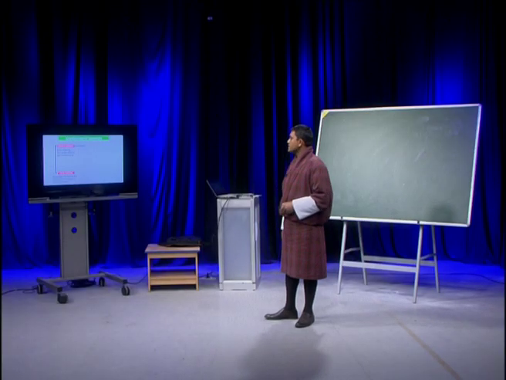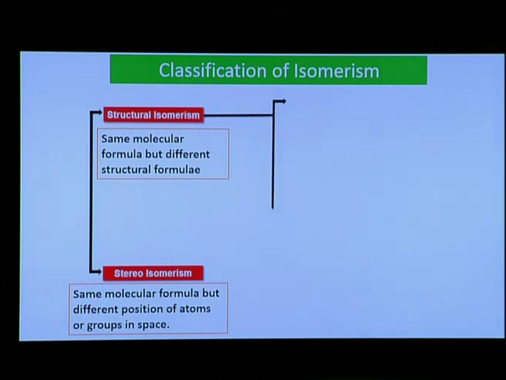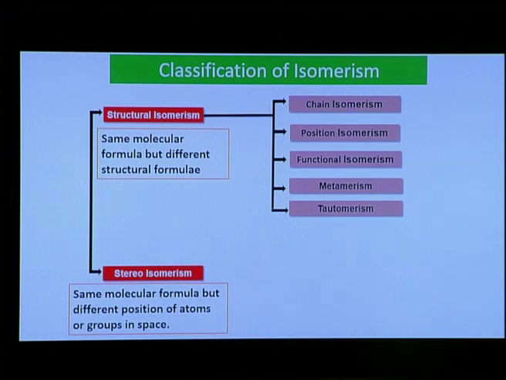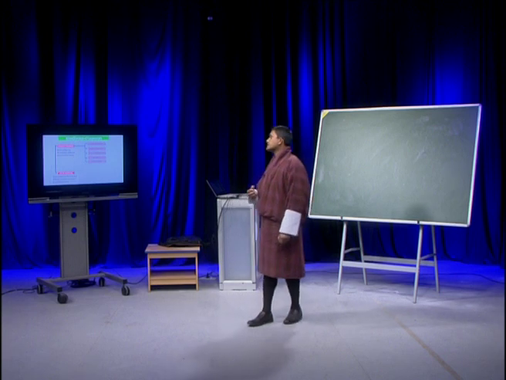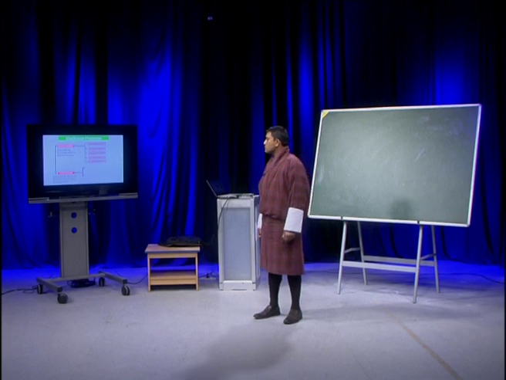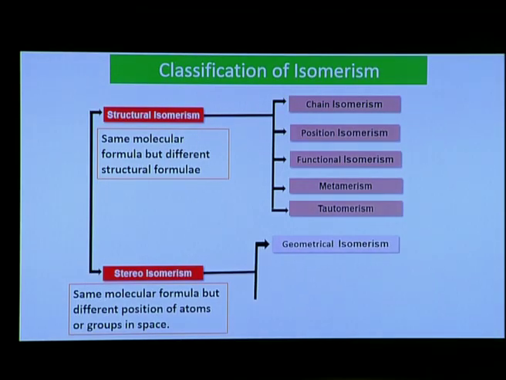Now under structural isomerism, we have different types. First one, we have chain isomerism. Second, position isomerism. Third, functional isomerism. Fourth, metamerism, and the fifth one is tautomerism. In today's lesson, we'll be particularly focusing on structural isomerism and its different types. Under stereoisomerism, we have geometrical isomerism and optical isomerism.